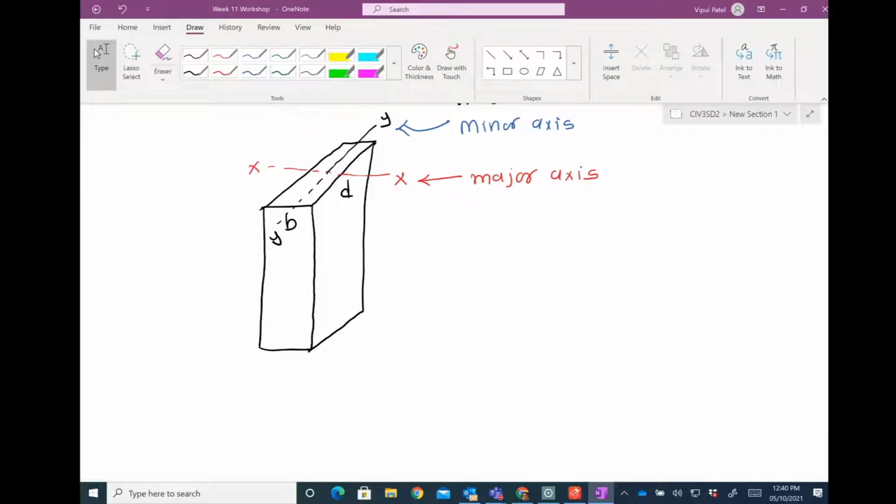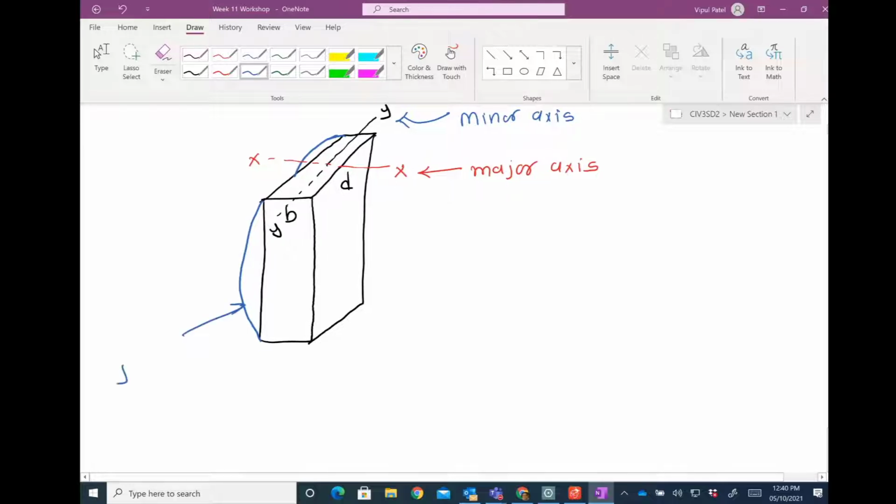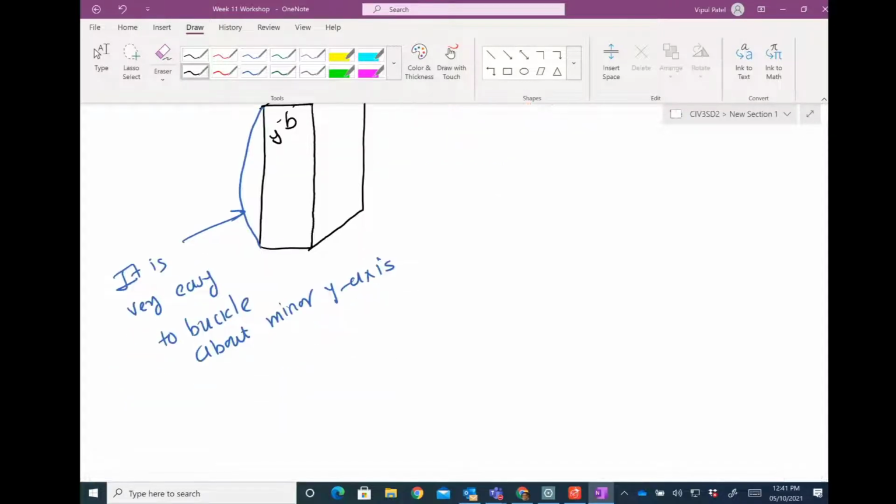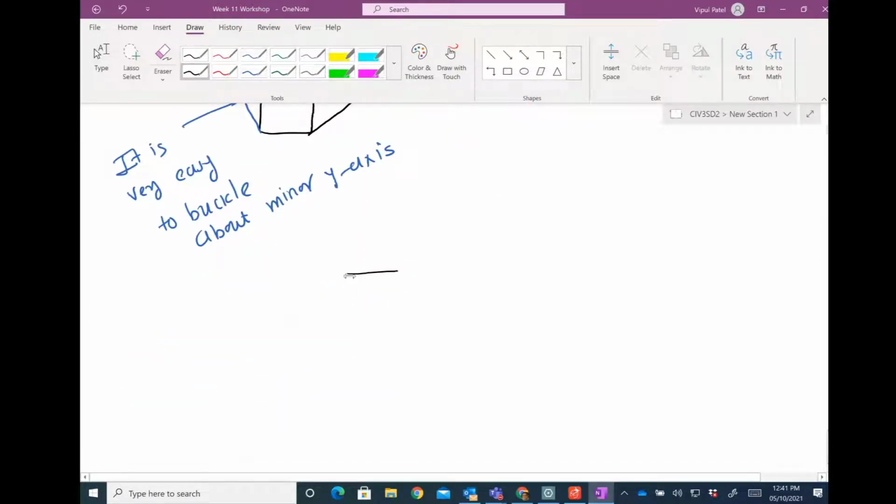Now let me draw this blue one. You will have a buckling like this, right? So you can see this is a minor axis and it is easy to buckle. It is very easy to buckle about the minor y axis.